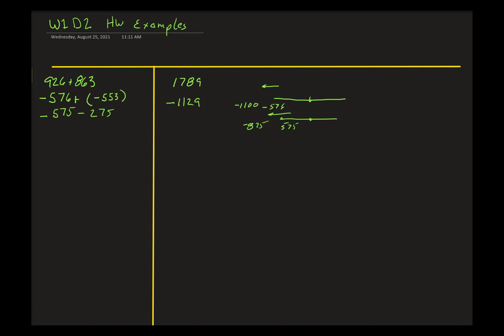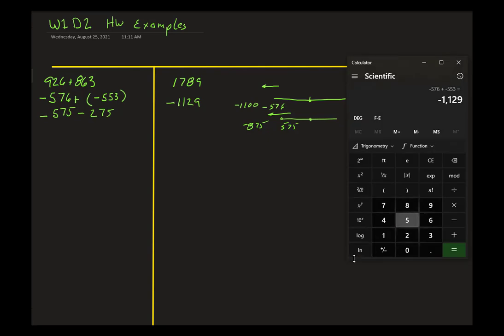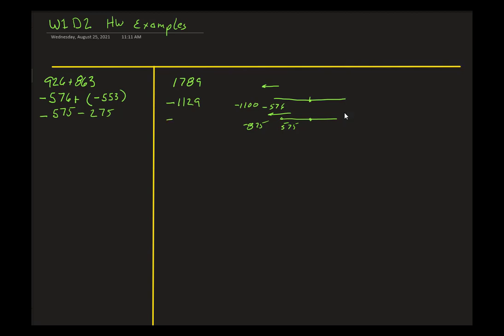All right. So 575. It's a negative 575 minus 275. And we come up to 850. That's pretty close, so I'll take that. So my suggestion, like I said, is to always try to guesstimate what your answer is going to be.